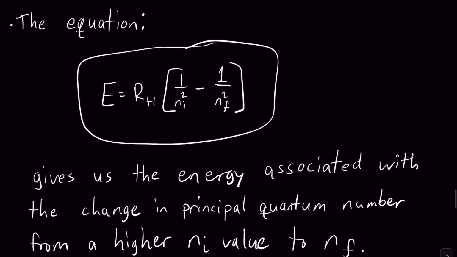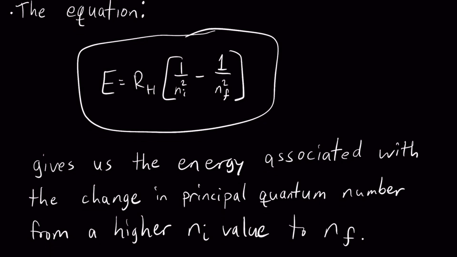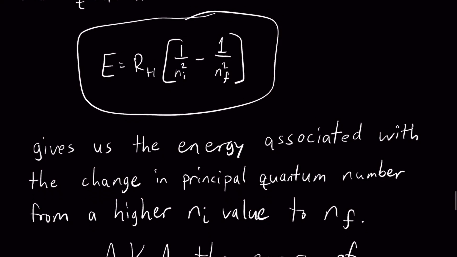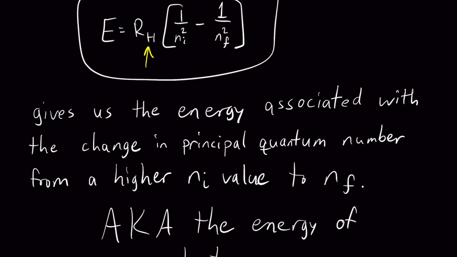So the equation E equals R_H times 1 over n initial squared minus 1 over n final squared will give us the energy associated with the change in principal quantum number from a higher n initial value to n final. Right here you have the Rydberg constant, so R is going to be equal to R_H. Rydberg's unit of energy is this number here, 2.18 times 10 to the negative 18 joules per electron.